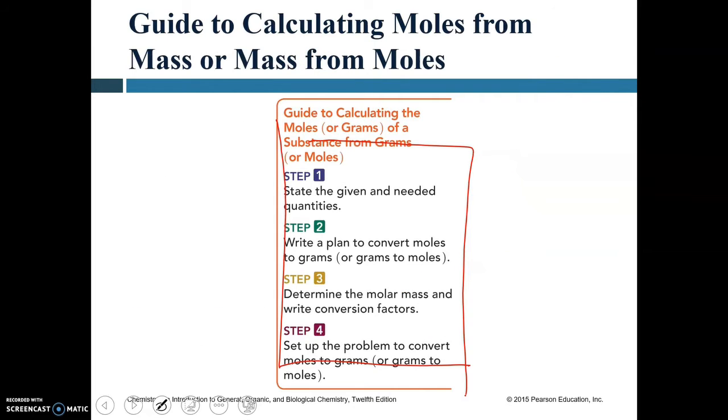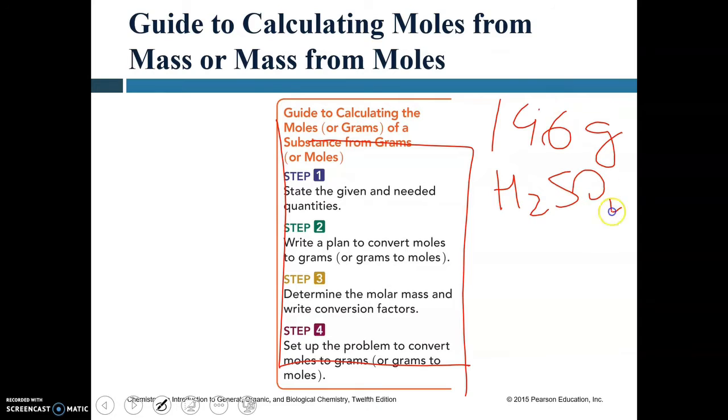So let's say you need to calculate the moles of a substance from the grams of a substance. Let's assume that you have 196 grams of sulfuric acid. I'm approximating the numbers. I round them without any decimals, only the integers.